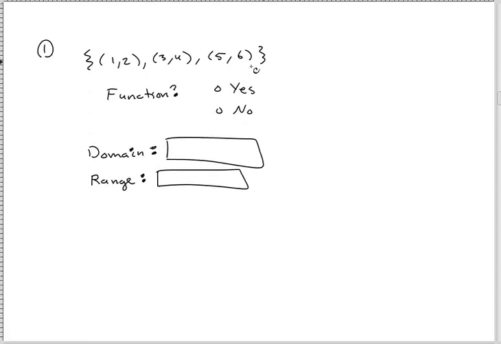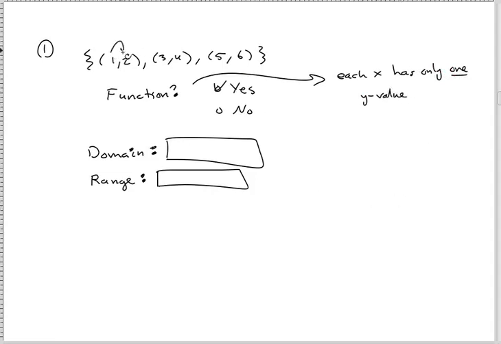We have a set of points. I got 1, 2, 3, 4, 5, 6. Is this a function? The answer is yes. But why? Well, the definition of function is going to be that each x value has only one y value. So each x has only one y value that's attached to it.